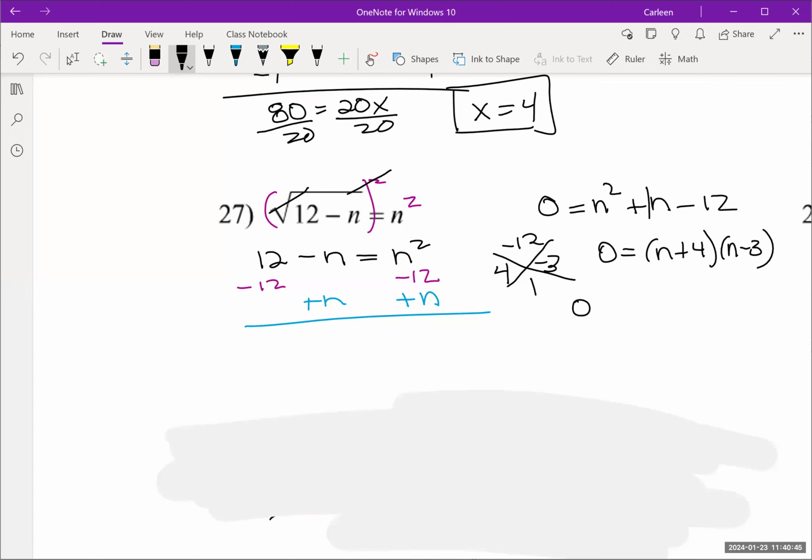Okay, so 0 is equal to negative, not 0, sorry. Split and solve, n is equal to negative 4, positive 3. So with the square root problems, sometimes you get one answer, sometimes you get two, but you always need to plug them in and check.